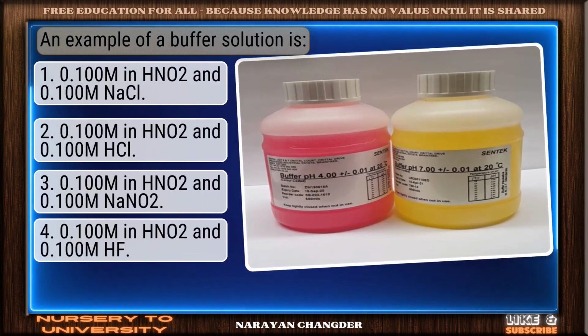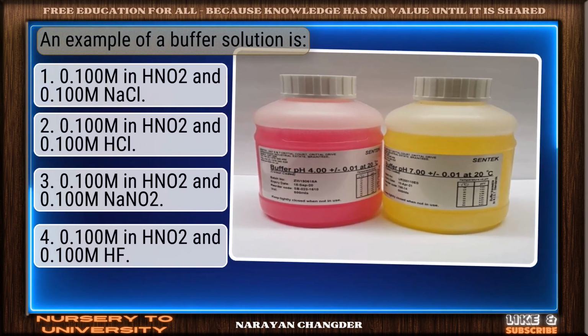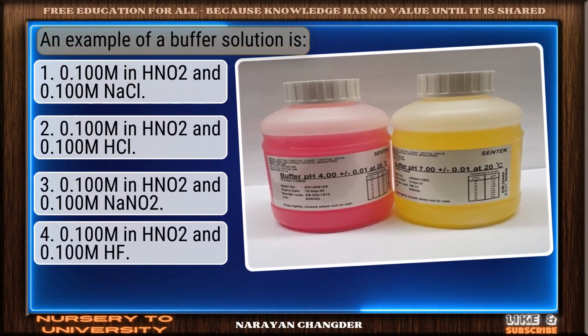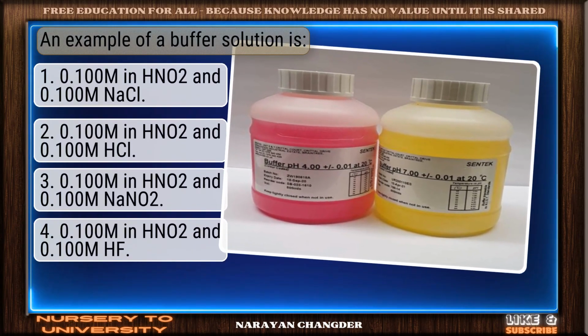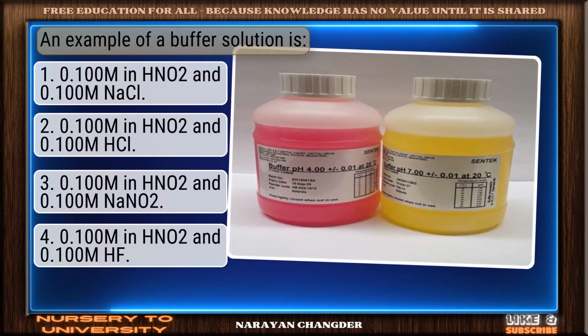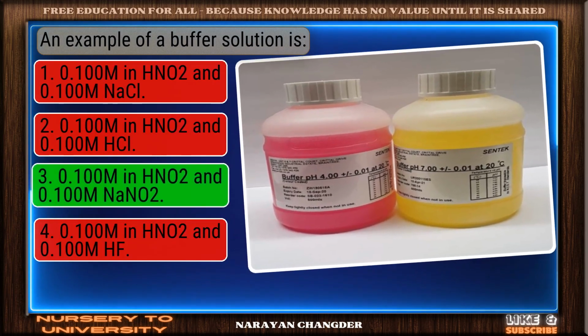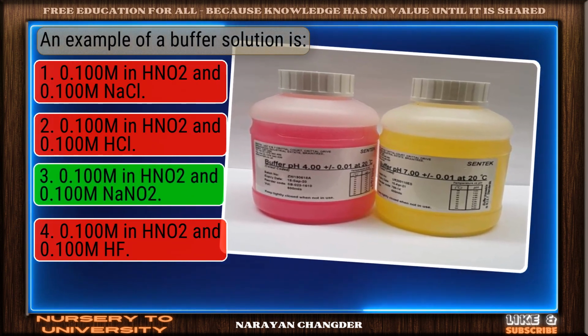An example of a buffer solution is Option 1, 0.100 NaOH and 0.100 NaCl. Option 2, 0.100 NaOH and 0.100 NaHCO3. Option 3, 0.100 NaCl and 0.100 other. Option 4, 0.100 and 0.100. Good job.